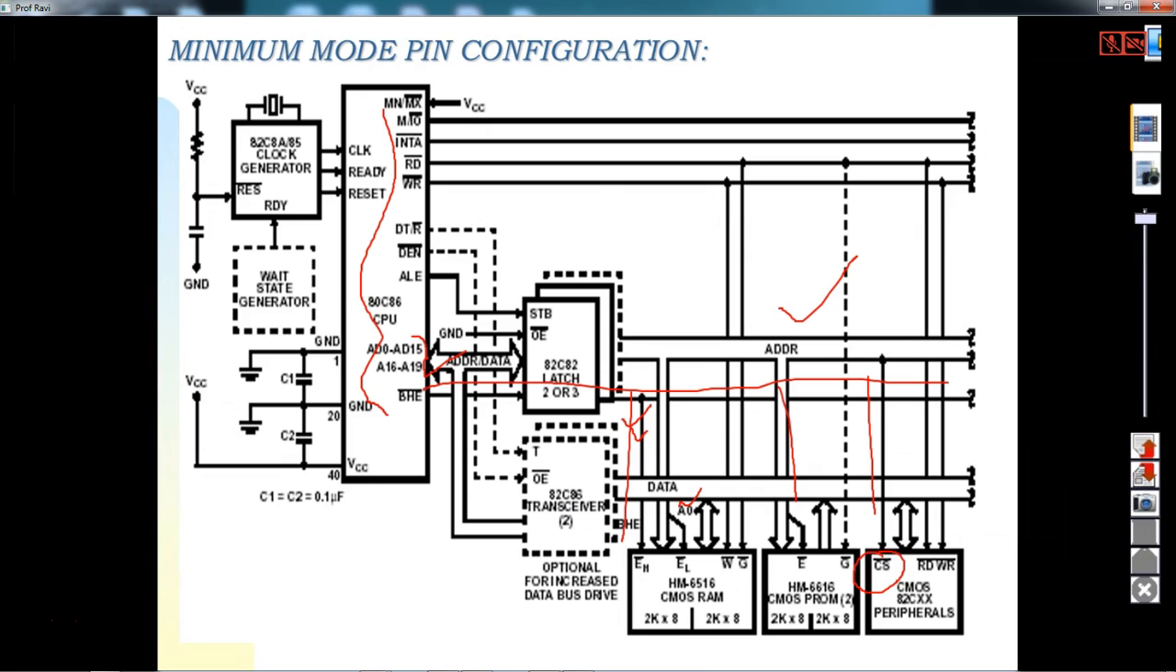This is 74LS245, and the 8286 Intel IC, which is a buffer IC made by Intel. So what do you mean when you need a buffer? When the processor is doing a memory or IO operation, that means from memory to the processor or processor to memory, when you are connecting external devices, then the pins of 8086 need to be protected.